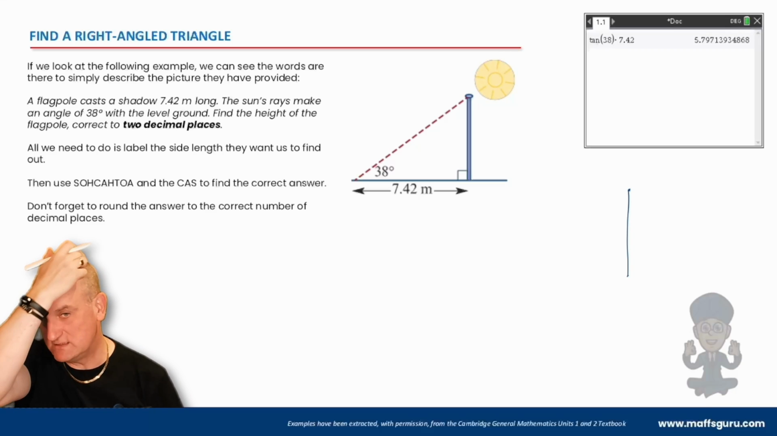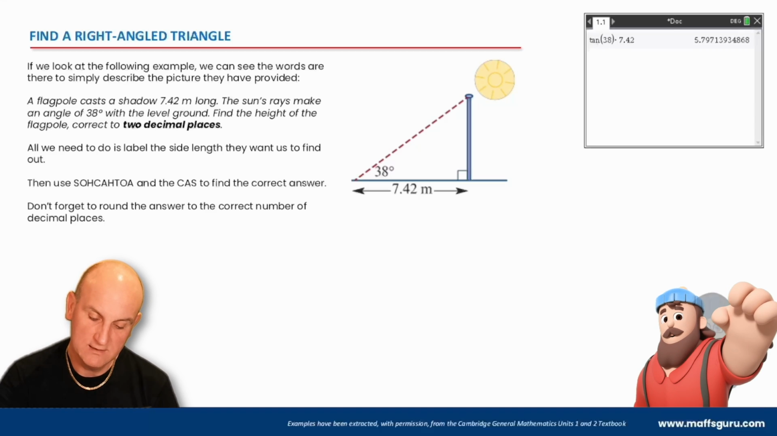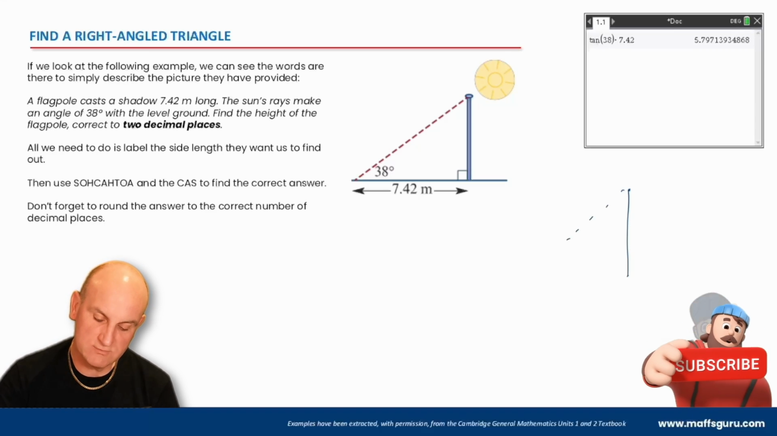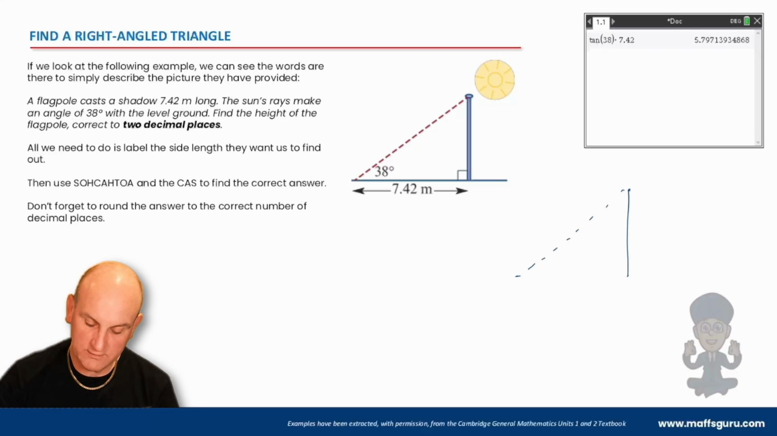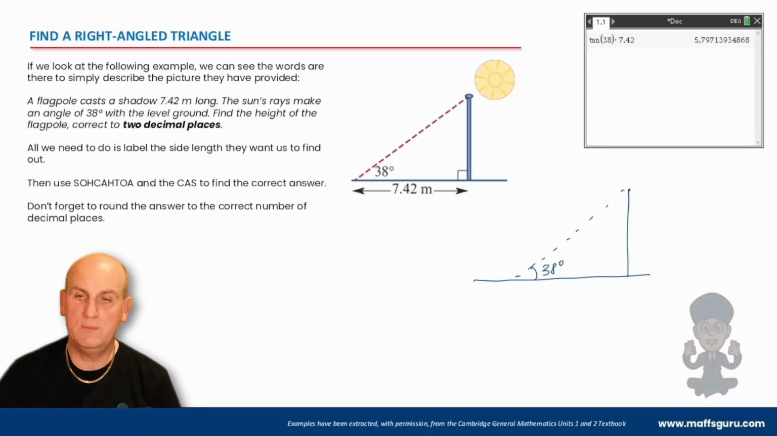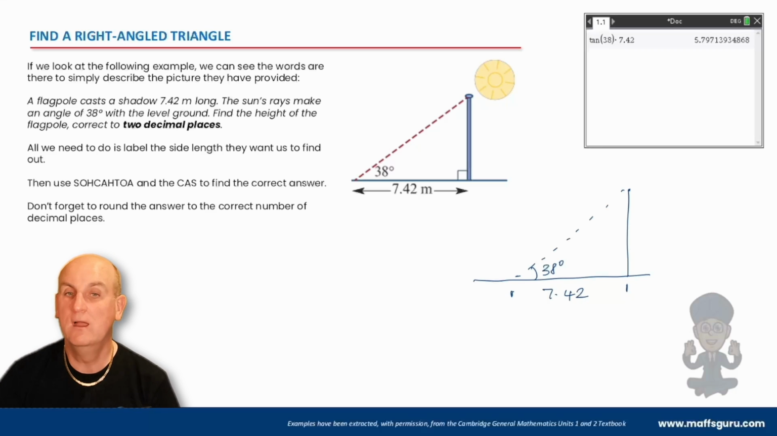The sun's rays make an angle of 38 degrees with the ground. Right, so the sun does rays this way, at an angle of 38 degrees with the ground. Well, there's my ground. There is 38 degrees. And lo and behold, we have this. It casts a shadow of 7.42 meters long. That means the distance between there and there. And ultimately, I'm pretty sure it's going to say find the height of the flagpole.